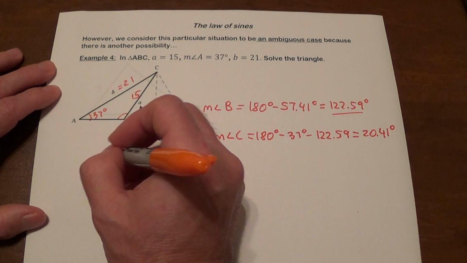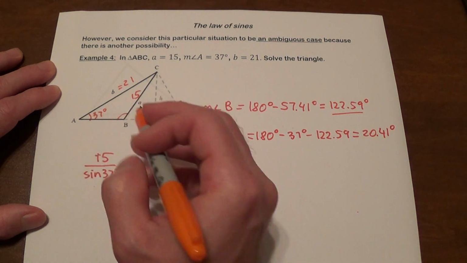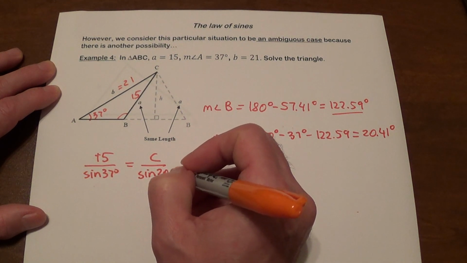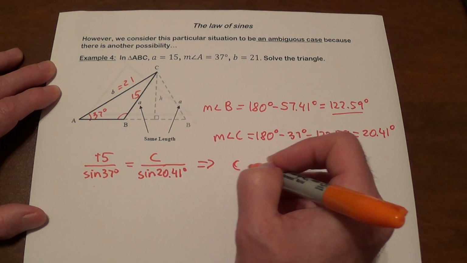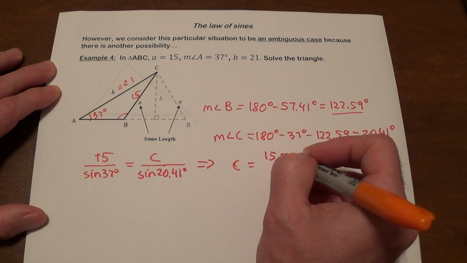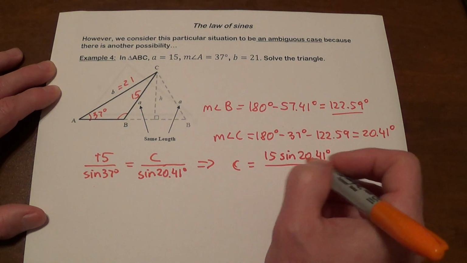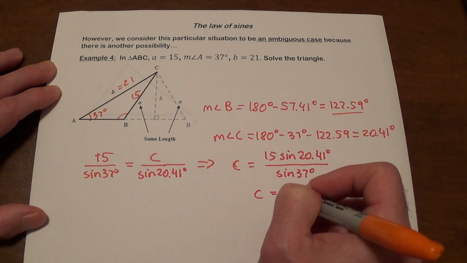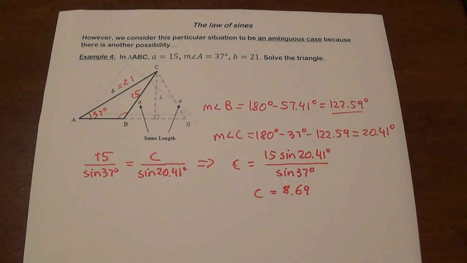Okay, so now we can go ahead and find the measure of side C. So 15 over sine 37, side A over sine of angle A, equals C divided by sine 20.41 degrees. So side C is going to be 15 sine 20.41 degrees divided by sine 37 degrees, and in this case side C comes out to be 8.69. So completely different values for all the other things except those that were given to us.